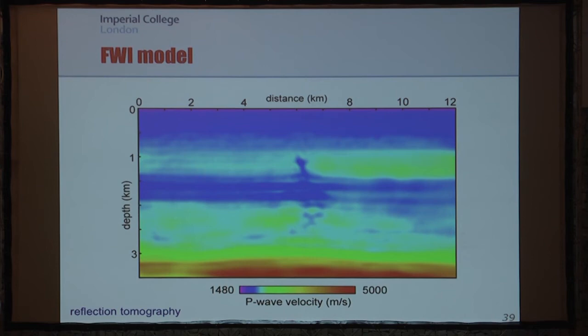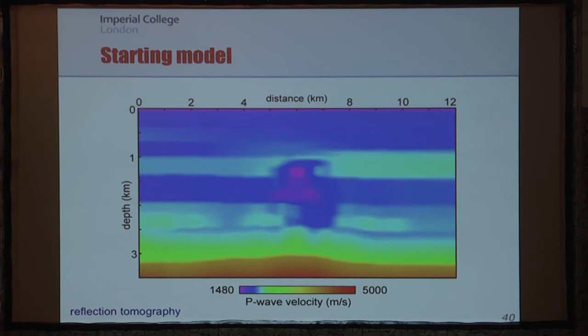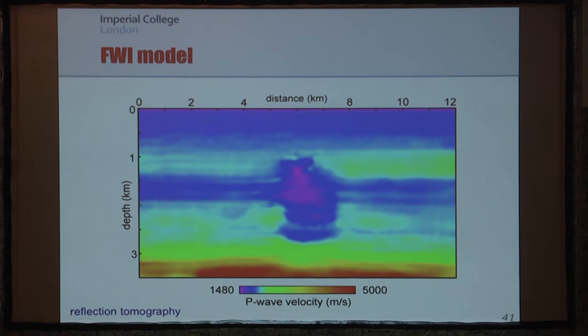If we move right into the middle of the gas cloud, so this is a line right through the middle, and you can see the gas cloud here is fairly blocky. It was probably strongly influenced by a human interpreter who put that gas cloud into this model, which is why it's got these rather square edges. When we run the inversion, it looks like this. Again, this little feature at the top here is the gas moving along faults. It goes deeper into the section.